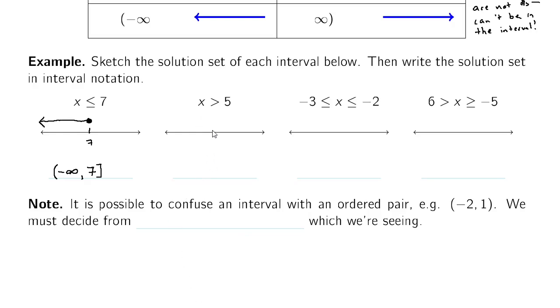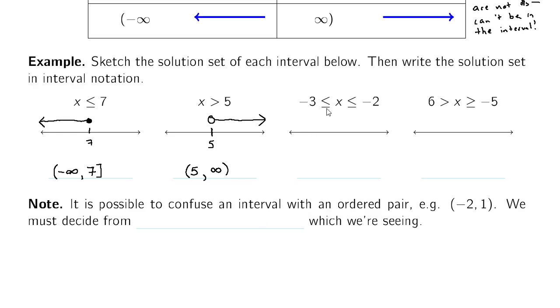x is greater than 5. The number we're interested in is 5. We'll have an open dot there. The numbers greater than 5 live over here. So in interval notation, our left end is 5 with an open dot. So we have 5 with a round bracket. And then we continue forever to the right. So for our right end we'll write positive infinity with a round bracket.